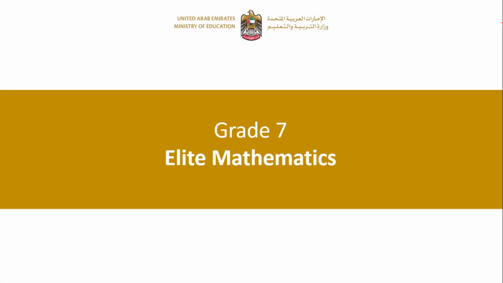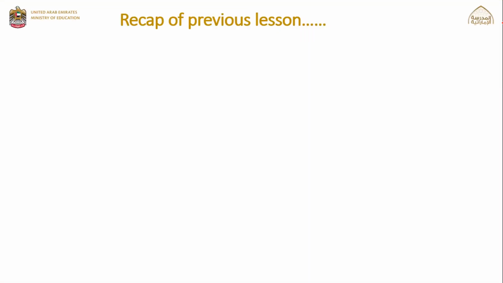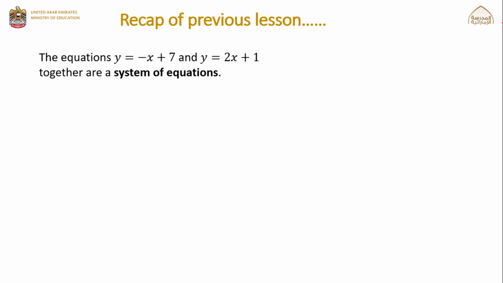Grade 7 Elite Mathematics. Recap of previous lesson 9.6, Solving Systems of Equations by Graphing. When we have two or more linear equations working together, we call them a system of equations. Here, you have an equation y equal to negative x plus 7 as well as y equal to 2x plus 1.